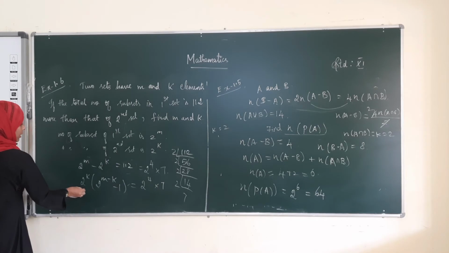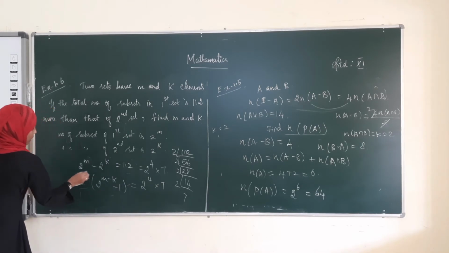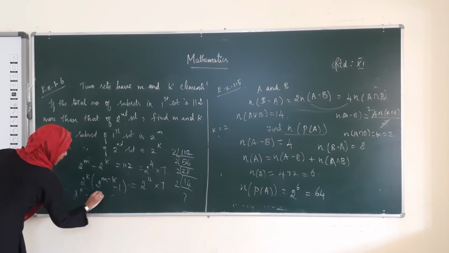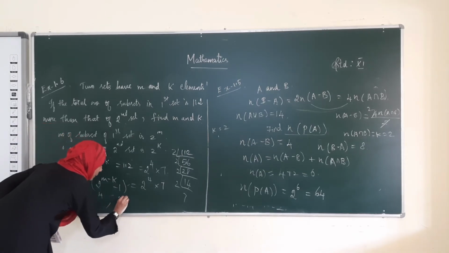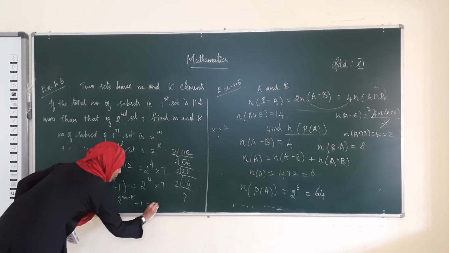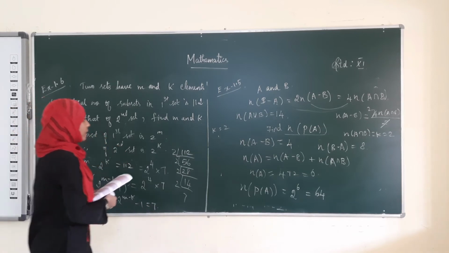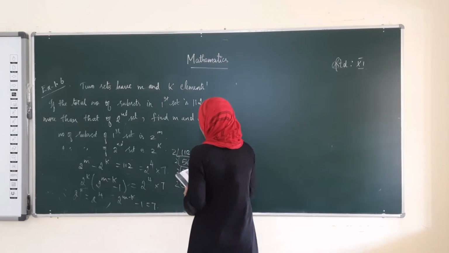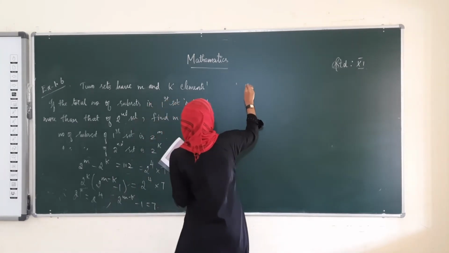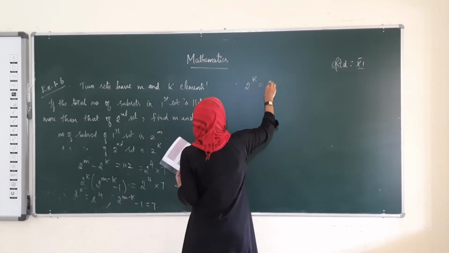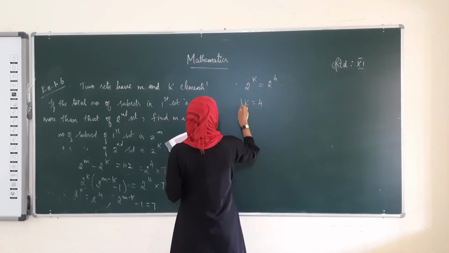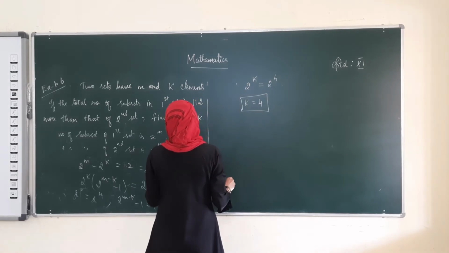From this, see here, compare this. 2 power K is equal to 2 power 4 and 2 power M minus K minus 1 is equal to 7. We have to solve this. From the first one, since the base is equal, K is equal to 4. K's value is 4.